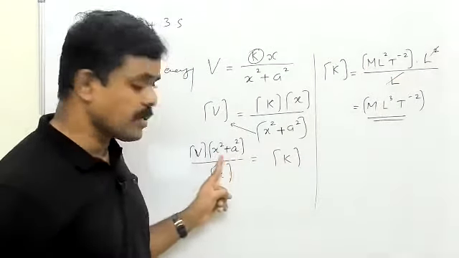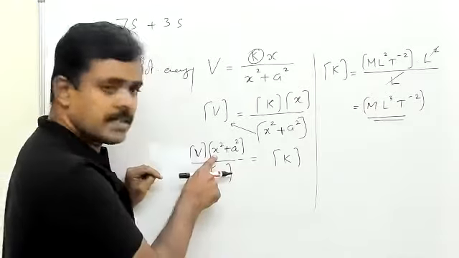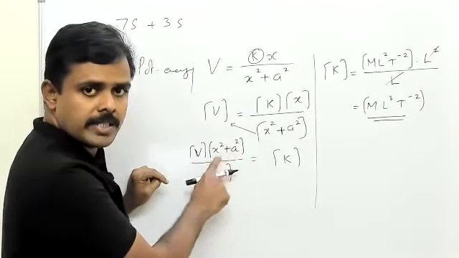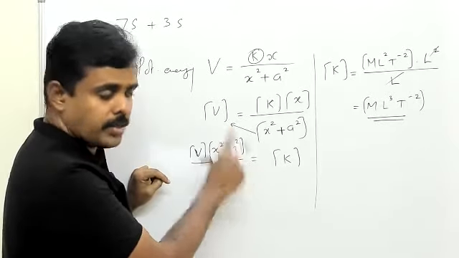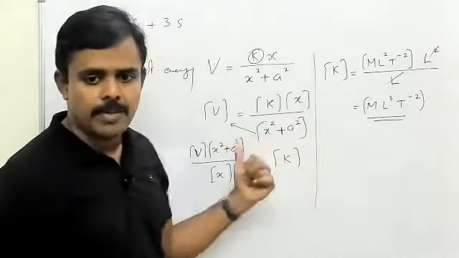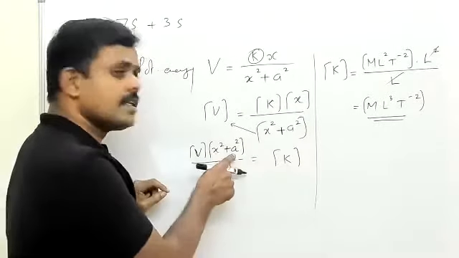What are dimensions of x square plus a square? X is distance, displacement. So it is L square. This is L square. L square plus L square, 2L square. But you have to write only one L square. That is what I've done, L square. Dimensions can never be added. This is L square, this is L square.